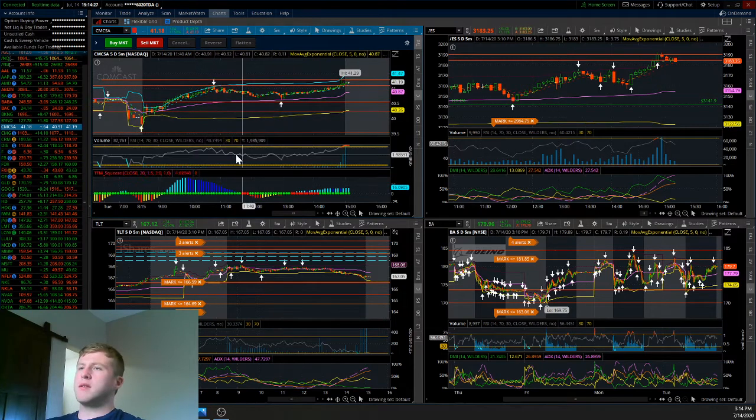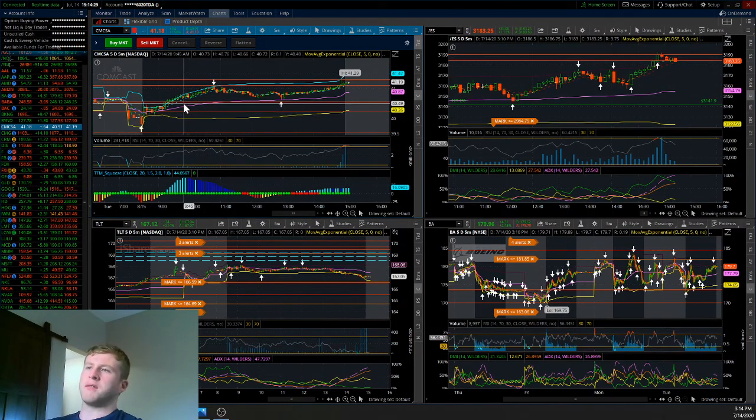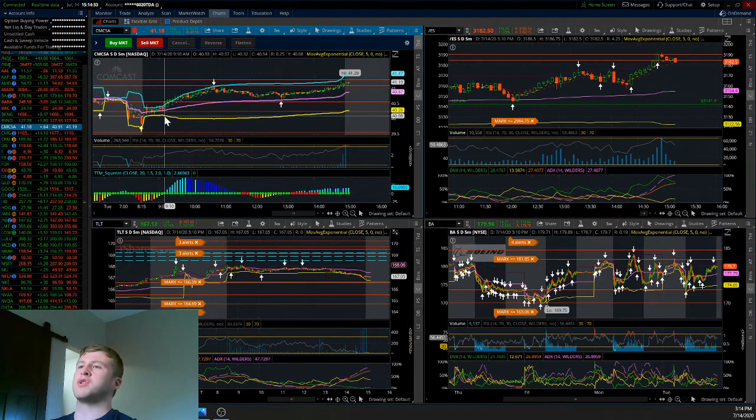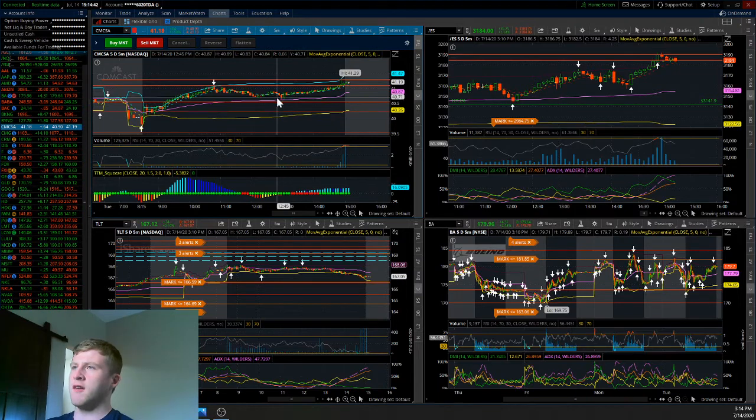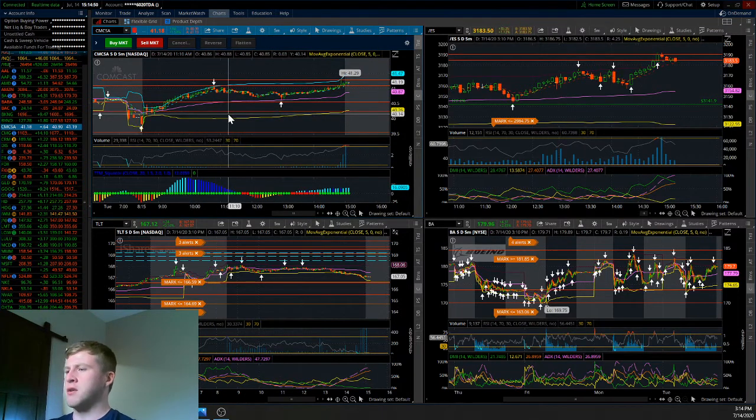And now, a great question that I get quite often. When you break a resistance, what does that become? So you break this resistance right here, that will become a new support. So now you're looking for CMCSA to retest the support here, which it did at 40.57 right here, and then push up. So when you break a resistance, it becomes a new support. And when you break below a support, it becomes a new resistance.